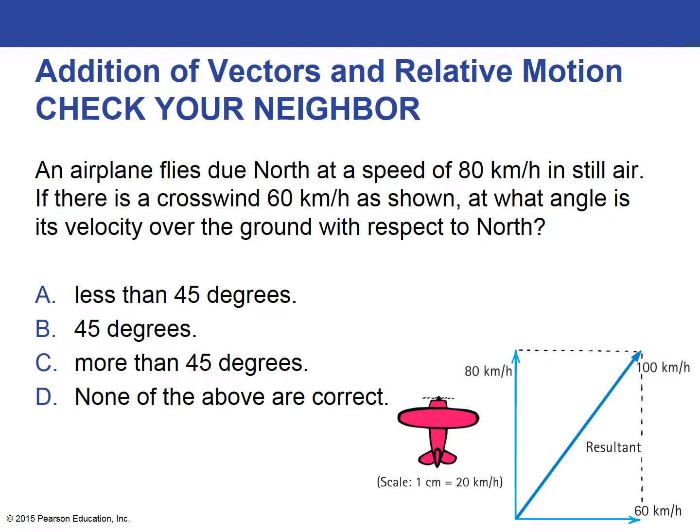So this allows us then to add velocity vectors. I can find two things from this. What is the direction over the ground, which in this case is less than 45 degrees. And I can also find out what the speed of the airplane is over the ground by using the Pythagorean rule, that the sum of the squares of two sides of a right triangle is equal to the square of the hypotenuse. So if I take 60 squared, for example, and add 80 squared, and then take the square root of that, I get 100 kilometers per hour.